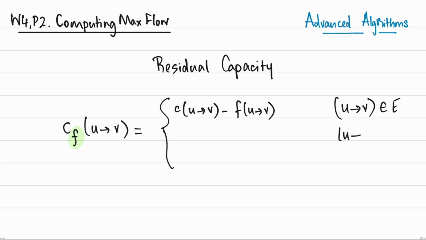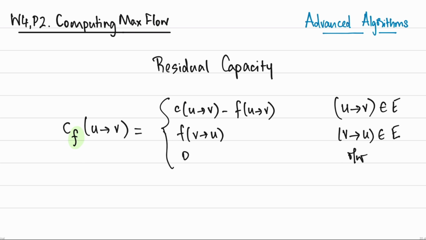On the other hand, it's possible that this is one of those artificially introduced edges, which means that the opposite edge is the one that is there in E. In that case, the capacity is actually going to be the same as the flow through the original edge, right? And if neither of these are true, then the capacity is simply 0, okay?